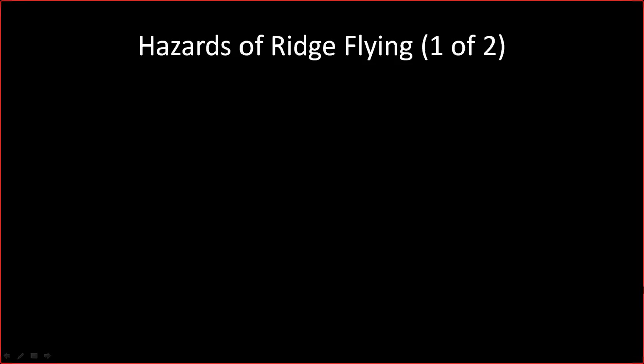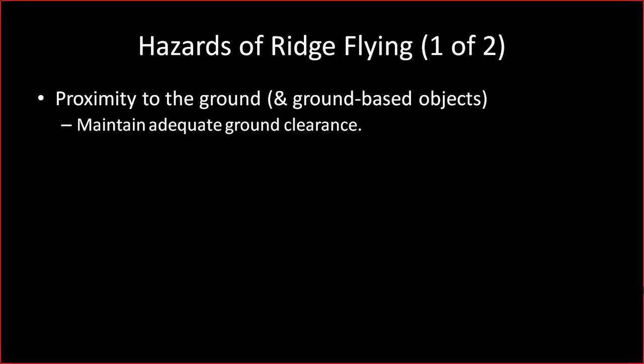So let's get into some of the dangers, some things to be aware of, how to fly ridges safely. Maybe the most obvious one is you're close to the ground a lot. You may not be close to the altitude of your airport, but you're close to terrain. And you're close to possibly some man-made structures on the top of this ridge. People like to put towers on top of ridges.